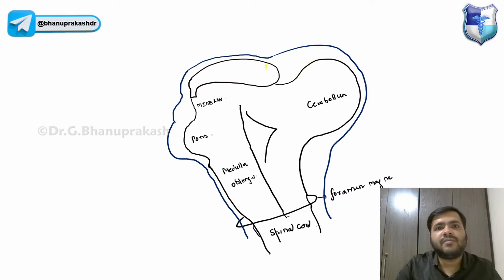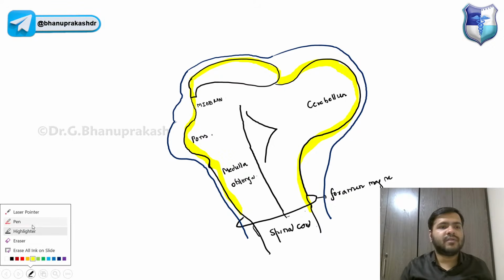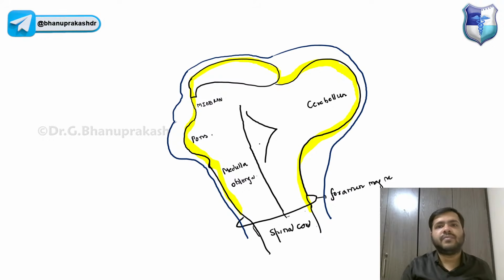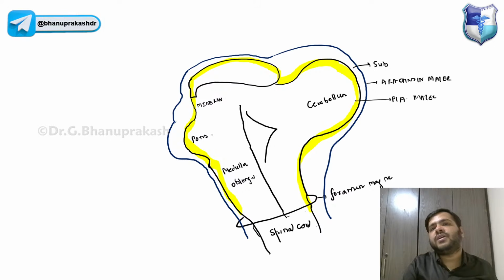Yes, you already know we have this pia matter, right? I hope you can very well see this is the pia matter which is running, covering over here. Let me just mark it for you. This yellow color is the pia matter, and outside we have the arachnoid matter. Pia matter, arachnoid matter, and in between we have the subarachnoid space.